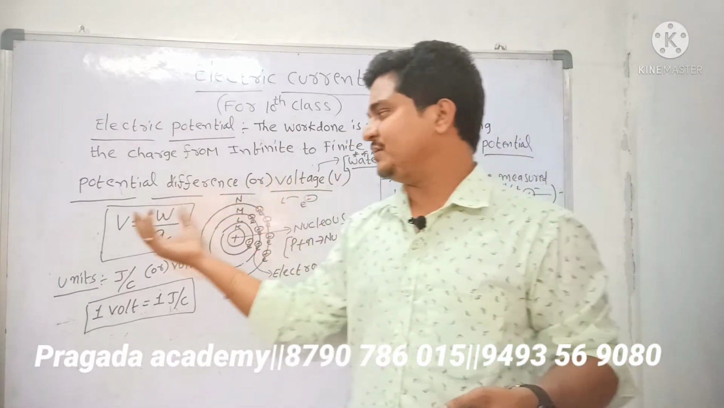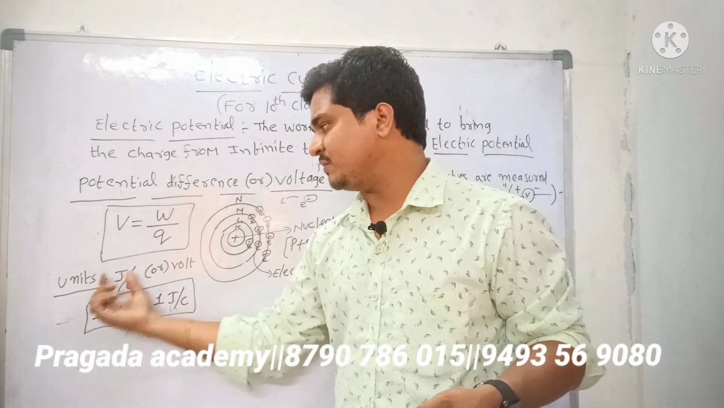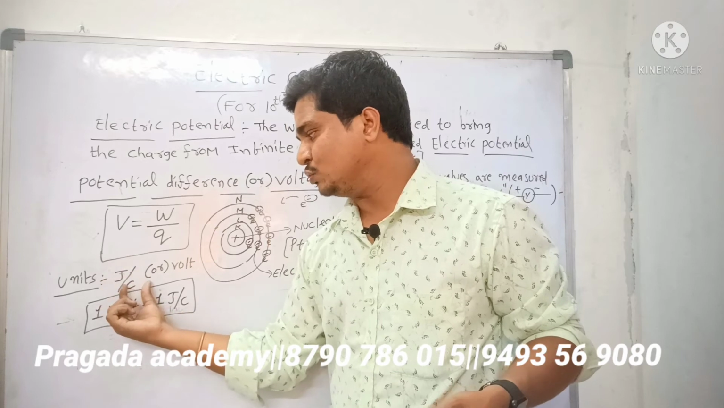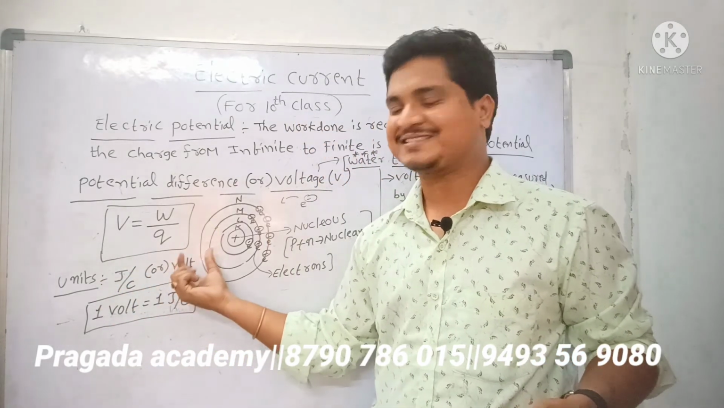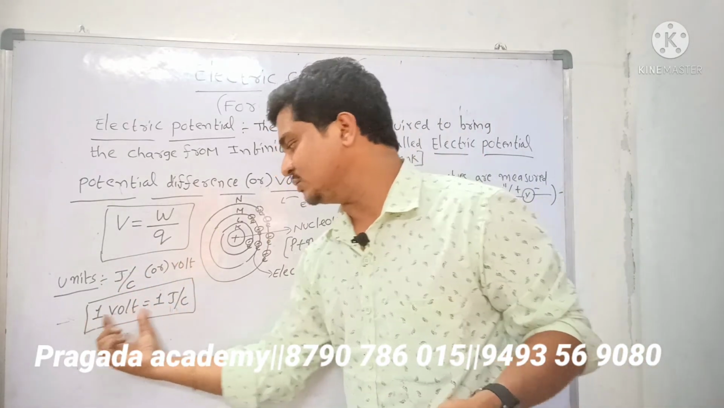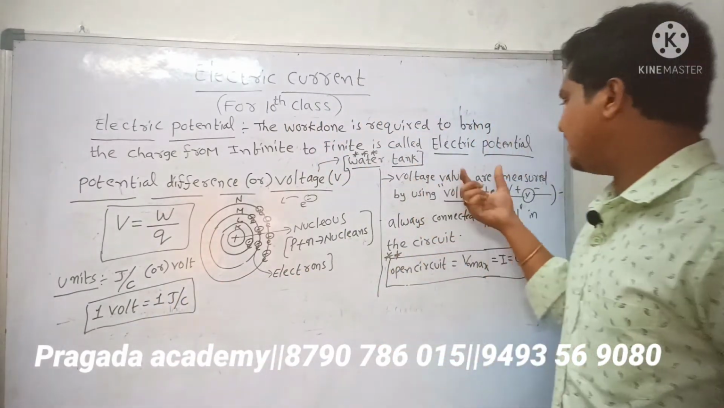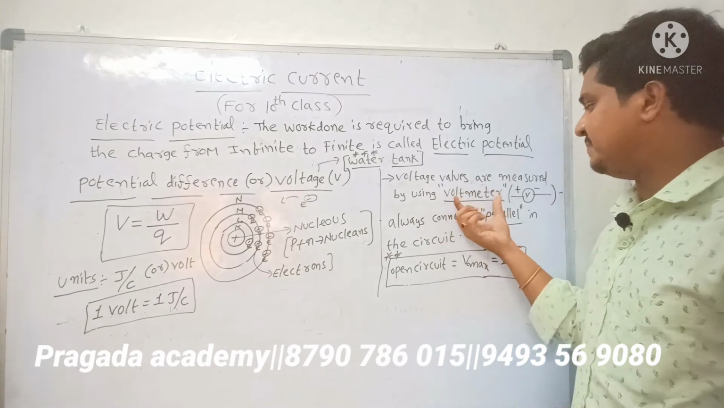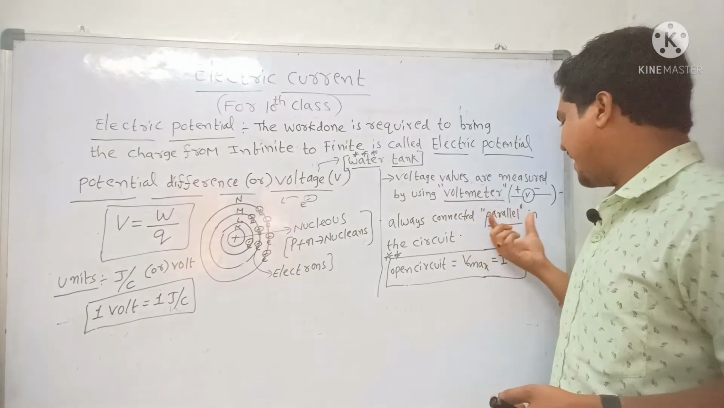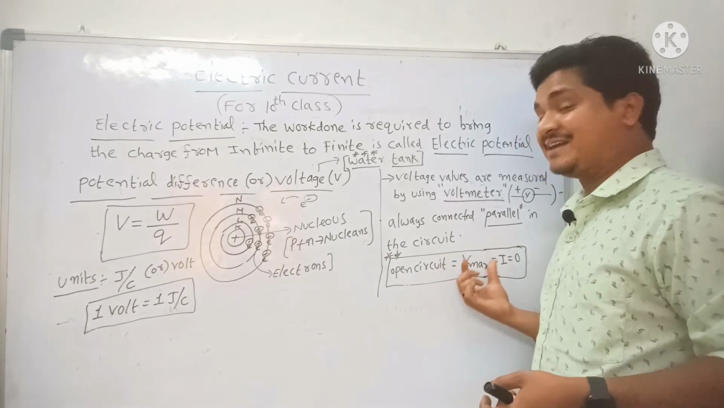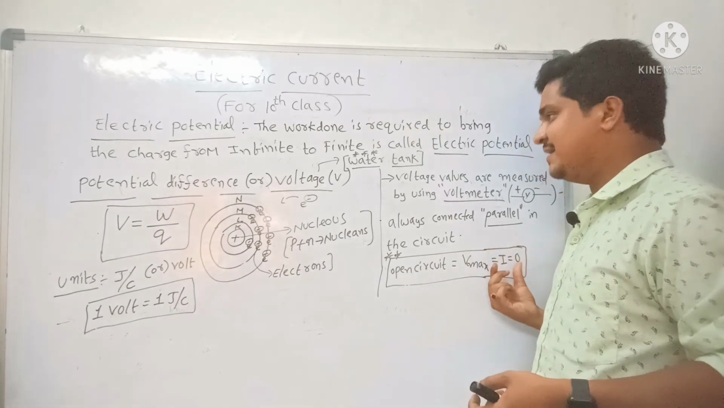So voltage is nothing but work done per charge. Units will be joule for work done, divided by coulomb for charge: joule per coulomb, or volt. Volt is named after a scientist. So 1 volt is equal to 1 joule per coulomb. Voltage values are measured by using a voltmeter, always connected in parallel in a circuit. And in an open circuit we get maximum voltage and the current will be 0.